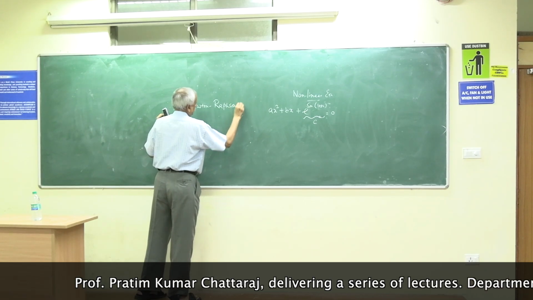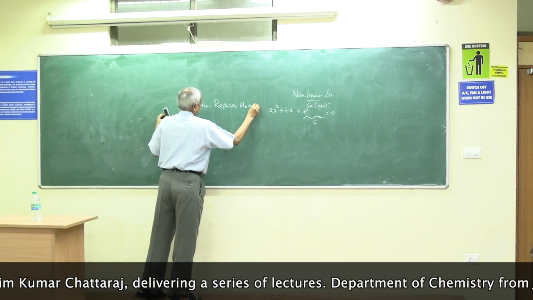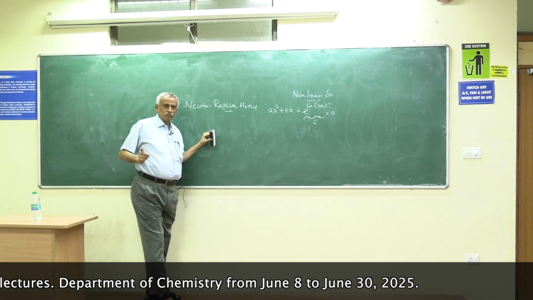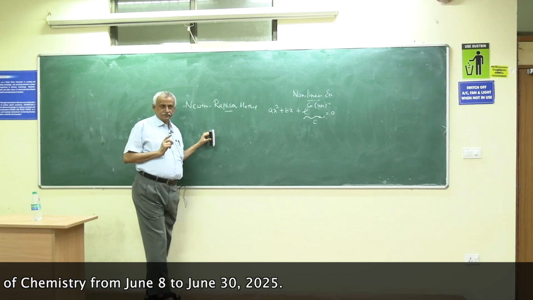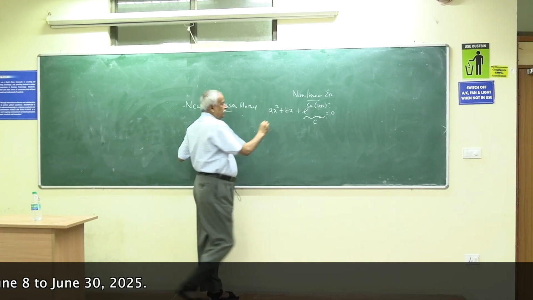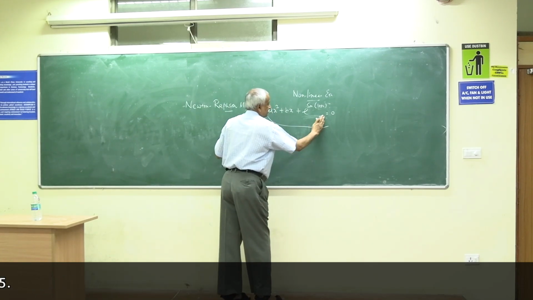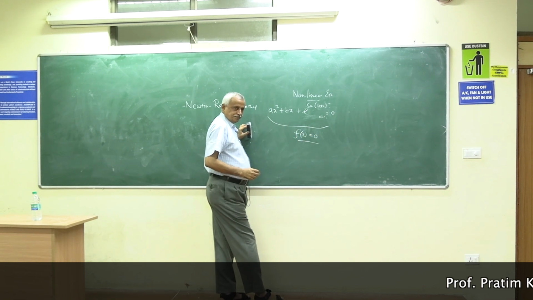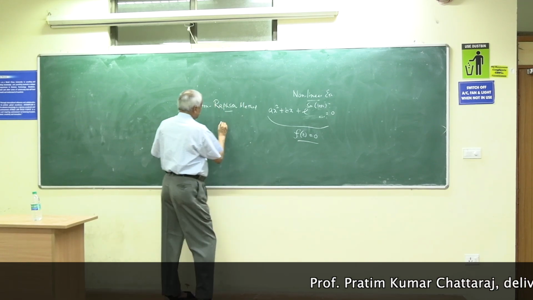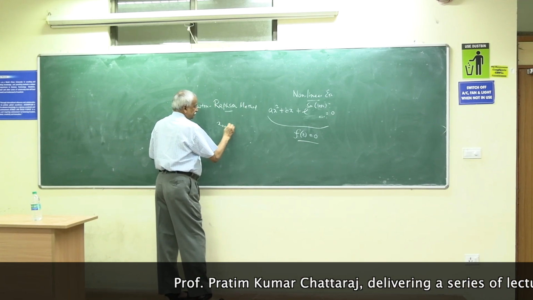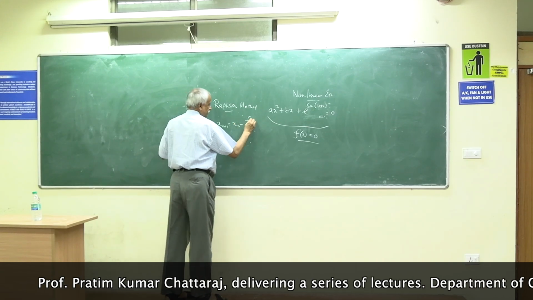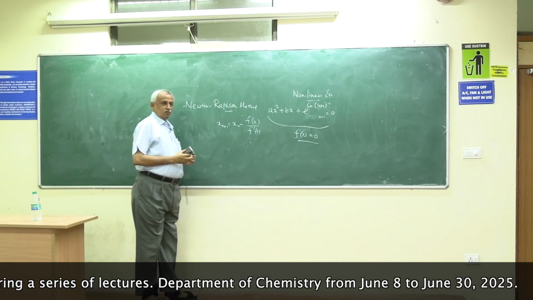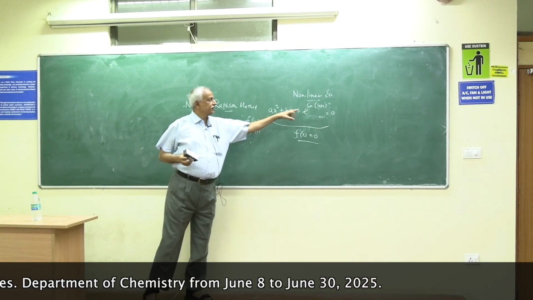Newton-Raphson method. Do you know what is Newton-Raphson method? No. Never ever heard of it. You do the Google search and learn. So if I call this whole stuff as a function of x, so your f(x) equal to 0 is your equation. You write x(n+1) is x(n) minus f(x) by f prime(x). Okay. So find out what is your f(x).